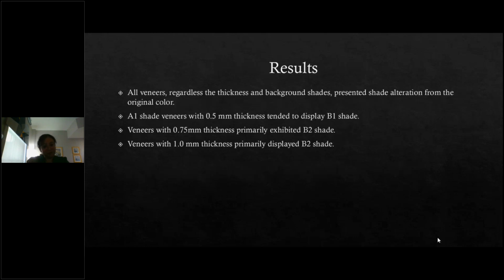So we got some interesting results. All veneers, regardless of the thickness and the background shade, presented shade alteration from the original color. A1 shade veneers with 0.5 mm thickness tended to display B1 shade. Veneers with 0.75 mm thickness primarily exhibited B2 shade. Veneers with 1 mm thickness primarily displayed B2 shade.